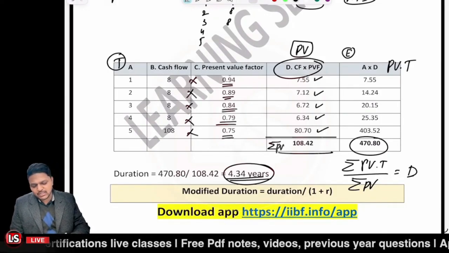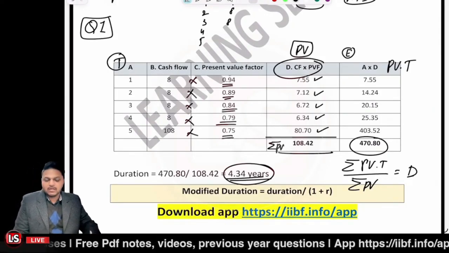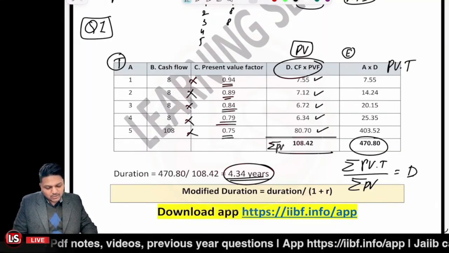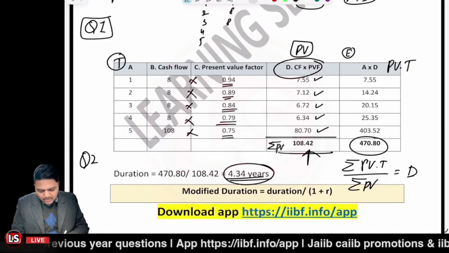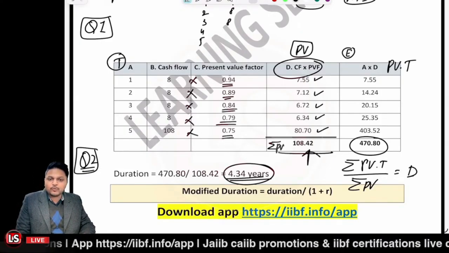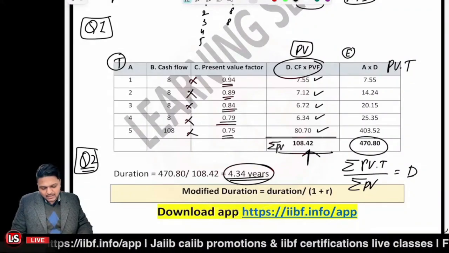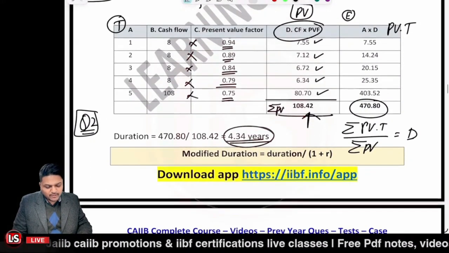Now the first question they will be asking you in the exam would be related to what is the present value of the bond. What is the present value? It is 108.42. The second question they can be asking is about the duration, so it will be 4.34 years, right? And the third question they may be asking is about the modified duration. What will be the value of modified duration?